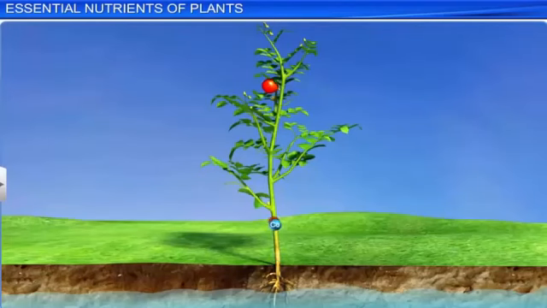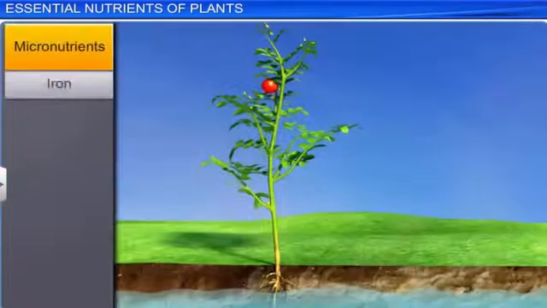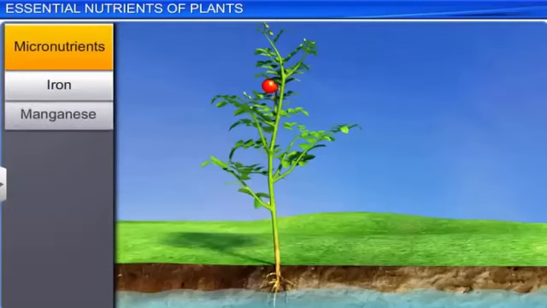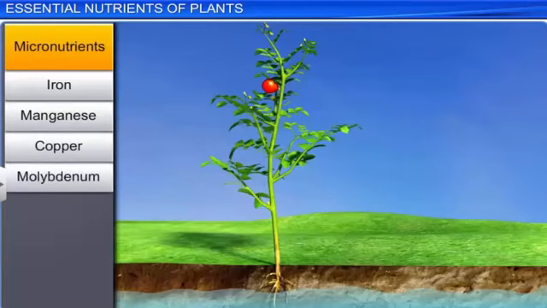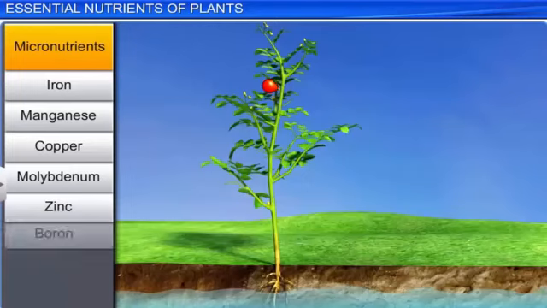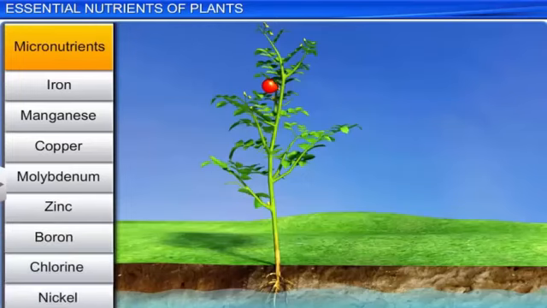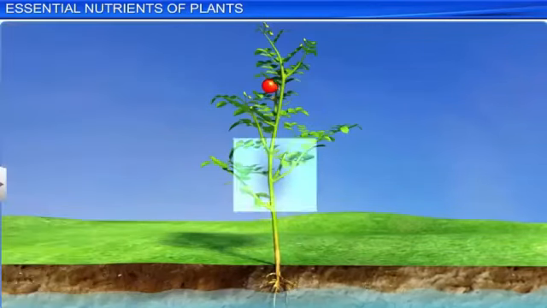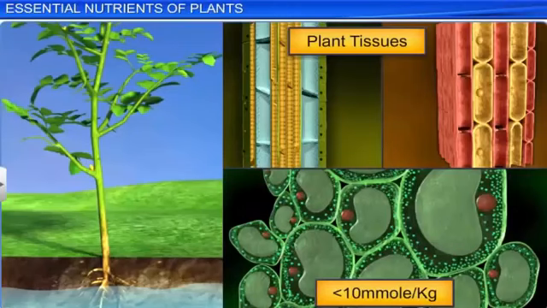The elements that are required in minute quantities are called micronutrients or trace elements. Iron, manganese, copper, molybdenum, zinc, boron, chlorine and nickel are examples of micronutrients. Plant tissues contain less than 10 mmol per kg of dry matter.